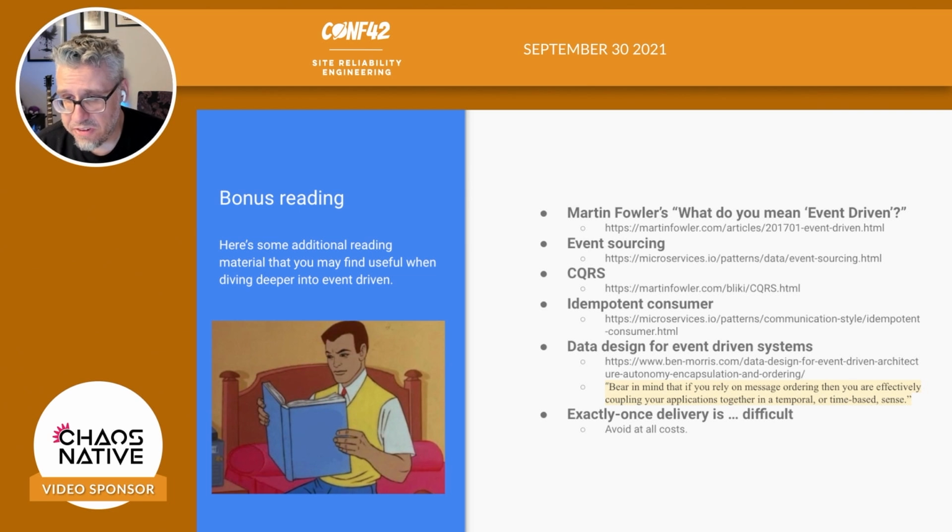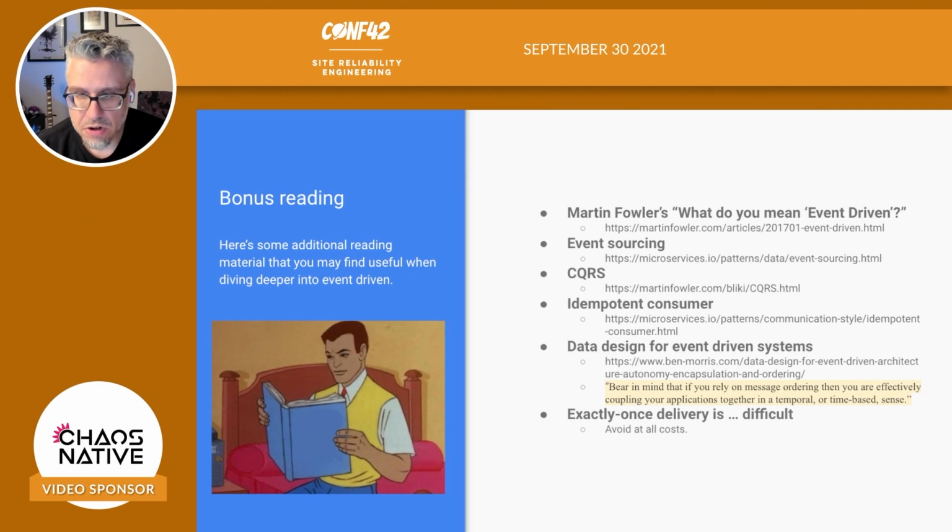Now, in regards to idempotency, everyone should probably read about what an idempotent consumer is. The microservices.io site does it in very few sentences, much better than I could, to explain actual idempotency. There is also one article that I found, written by Ben Morris, and it is super awesome. There is one particular quote that I really liked: bear in mind that if you rely on message ordering, then you are effectively coupling your applications together in a temporal or time-based sense. If you read between the lines, what it's saying is that you probably don't want to do it. You're creating potential problems for yourself. So in other words, do not rely on ordering.